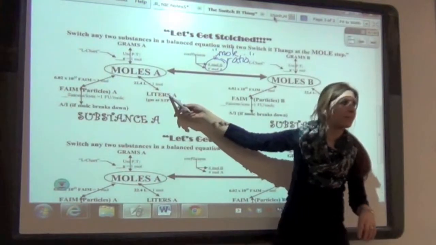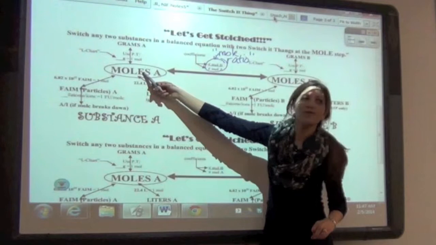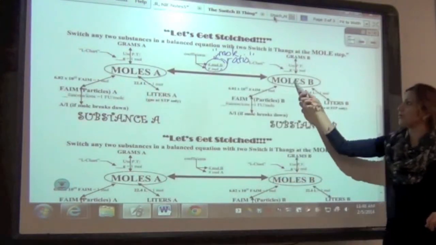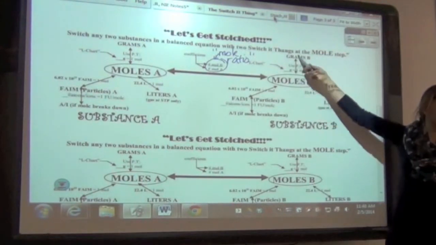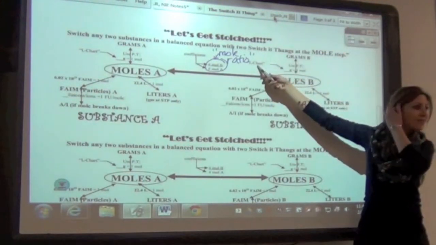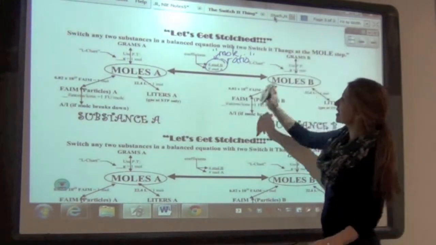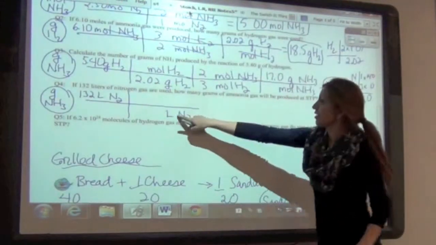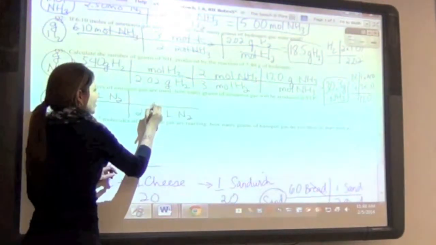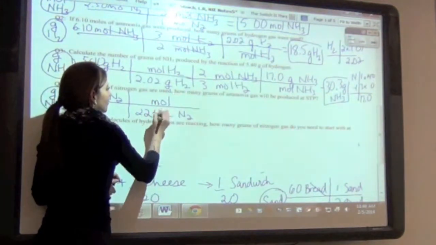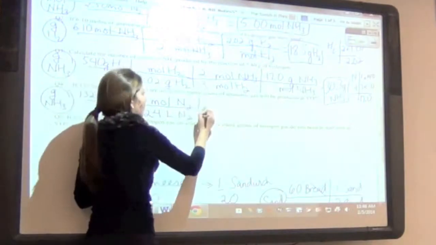Where are you going to go first? Up to moles using what? 22.4. Good. And then where are you going to go? Across to moles here using a mole ratio. And then you're trying to get to grams, so back up using the L chart. Awesome. Okay, next person. So start us off. We're in liters. So down here, what number goes down there with the liters? 22.4. Nice. 22.4 liters per mole. And don't forget to write N2, because then when you cross opposite, you know what's on the bottom already.